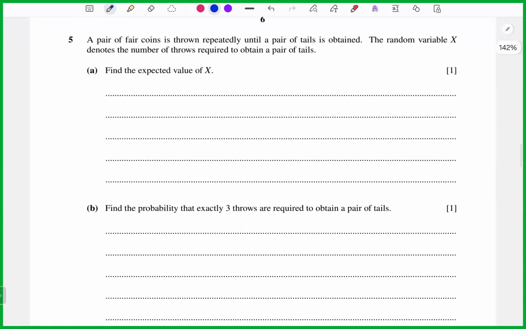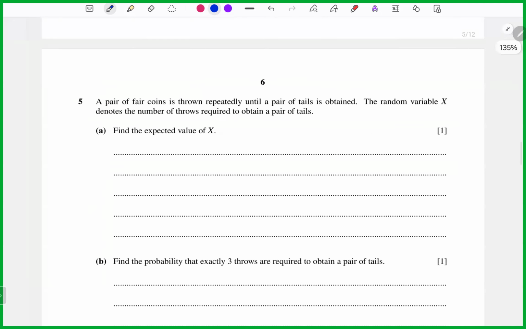Let's see question 5. A pair of fair coins is thrown repeatedly until a pair of tails is obtained. The random variable x is the number of throws required to obtain a pair of tails. A, find the expected value of x. So you see carefully for the question, a pair of fair coins. It means now we need to think things out.